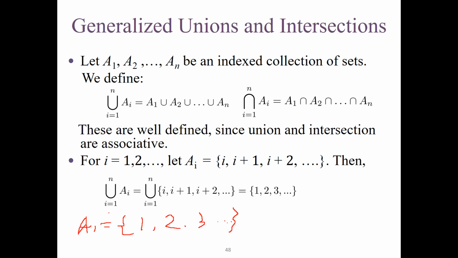And then what is A2? Actually, A2 starts from 2, then 3, 4 to infinity. So you can list A1, A2, A3 to AN. Okay, so that will be the union of all these sets. So it will be 1, 2, 3, 4 to infinity, union 2, 3, 4, 5 to infinity. So in the end, the union will be 1, 2, 3, 4 to infinity.